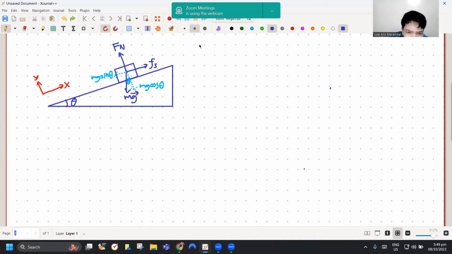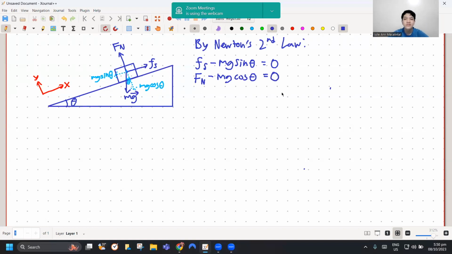Conditions for x. So, Newton's second law. So, static equilibrium gives us 0 equals the net force. Kailan daw po yung angle where FS becomes FS max. So first, FS is equal to what? What can we get from that? Tapos FN is equal to what?